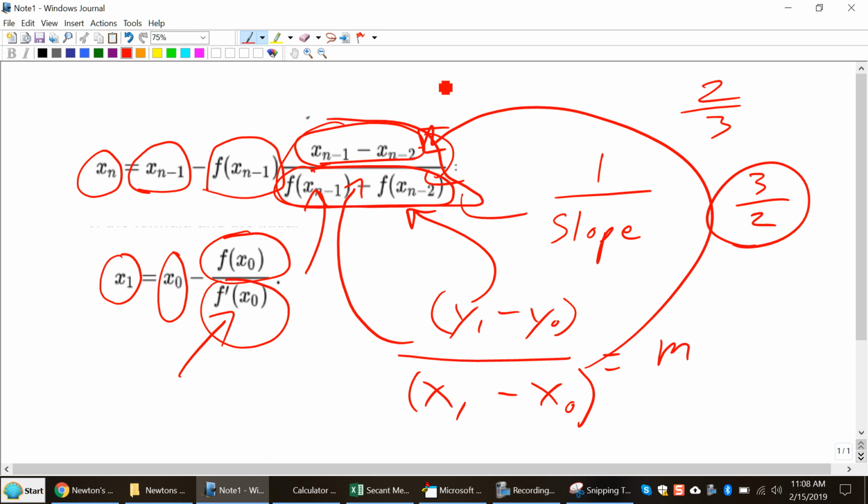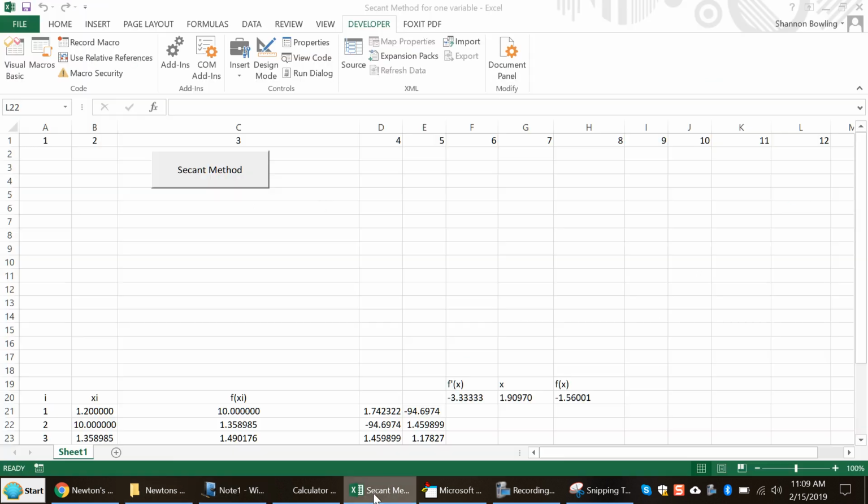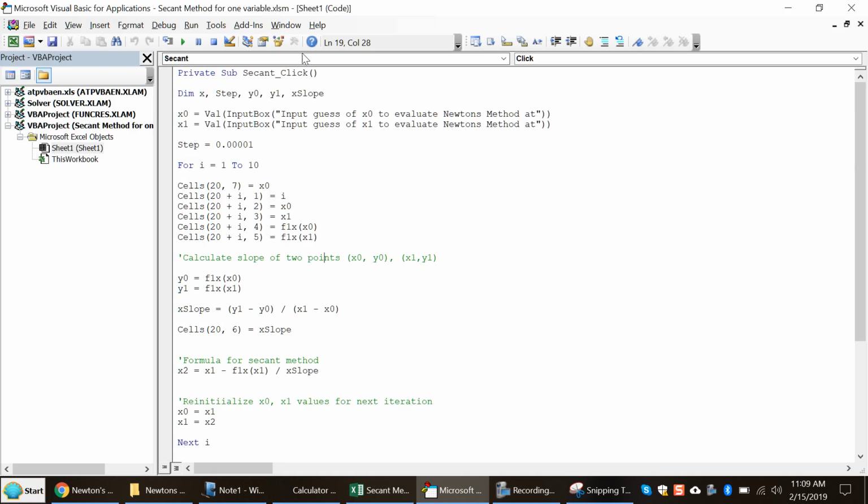It's just you're using 2 points to calculate slope. That's it. Whereas Newton's method, you actually have to calculate the slope either algebraically or do it numerically. That's why the secant method is easier than Newton's method. So I'm going to go over the code. Now I kind of cheated because I said use the do while loop, and I actually wrote the program in the for next and then forgot to change it, but it doesn't matter. Let's just go over and you'll see.